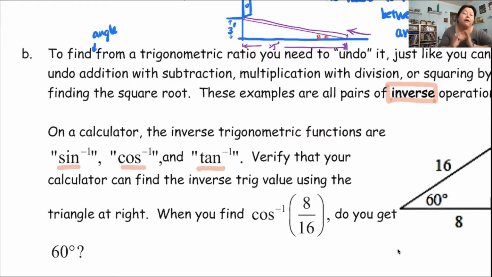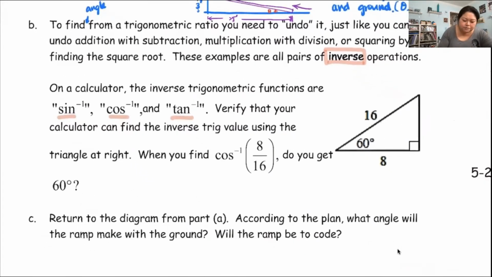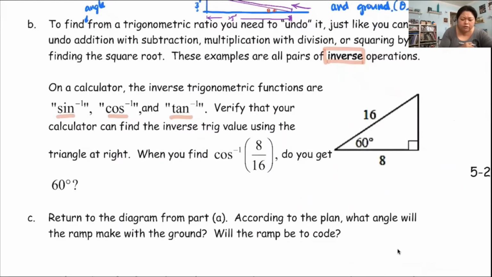So right now we're taking a pause from Mr. Gal's problem and trying to show you how these tools work. It says, when you find cosine inverse of 8/16, what do you get? Well, first of all, cosine is adjacent over hypotenuse, so the cosine ratio is 8/16. Technically, we write this as a problem: cosine of what angle is equal to the ratio of 8/16? To solve for that angle, you use the inverse. You're trying to undo the cosine, so you do cosine inverse of 8/16.